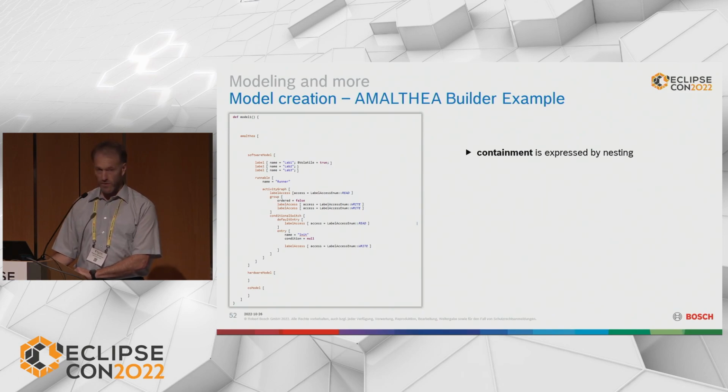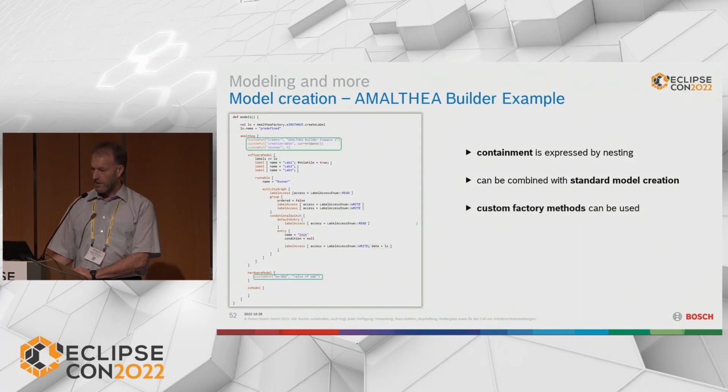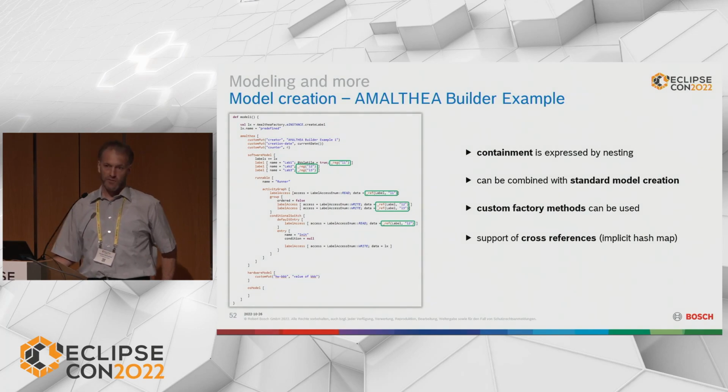So containment is expressed by nesting. You see here AMALTHEA is the top level element, then you have some software model, some labels in it. It can be combined with objects that are generated in other parts or other methods. You simply can refer to elements around you. You can have factory methods that make it easier for you to create model parts that appear over and over again. And of course, you can have cross-references.